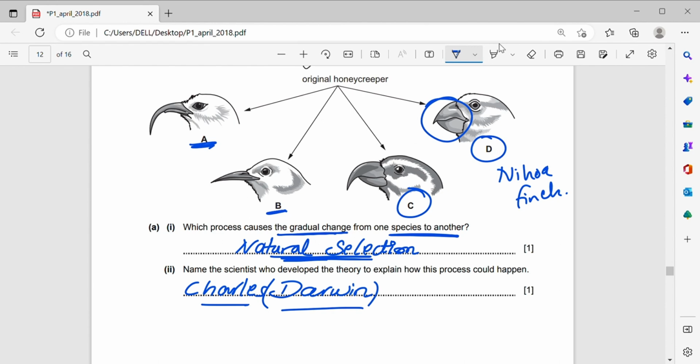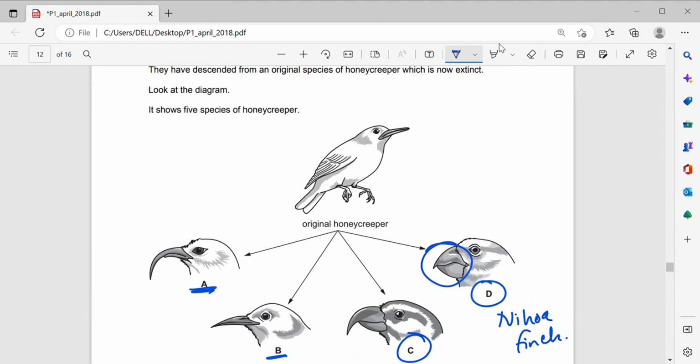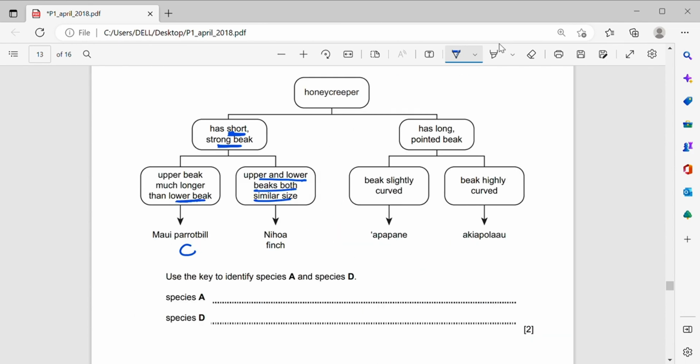Regarding the second part, has a long pointed beak. The beak is slightly curved, the beak is highly curved. The highly curved is the Akiapolaau, and the other one is the Apapane. So what is species A? Species A is the Akiapolaau. And species D is the Nahua finch.